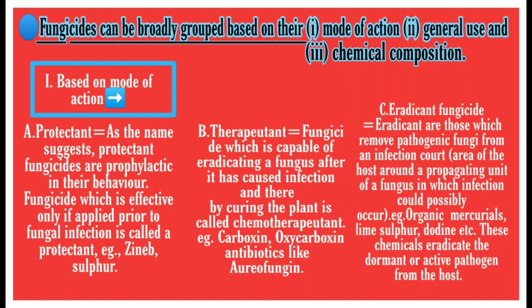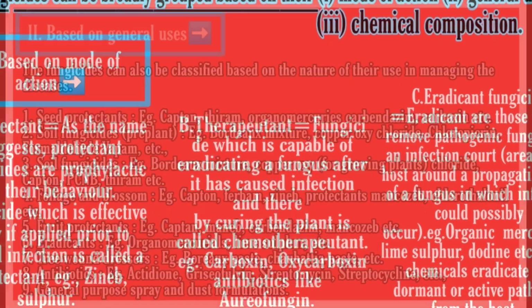C. Eradicant fungicide: eradicants are those which remove pathogenic fungi from an infection court, the area of the host around a propagating unit of a fungus, in which infection could possibly occur. E.g., organic mercurials, lime sulfur, dodine, etc. These chemicals eradicate the dormant or active pathogen from the host.